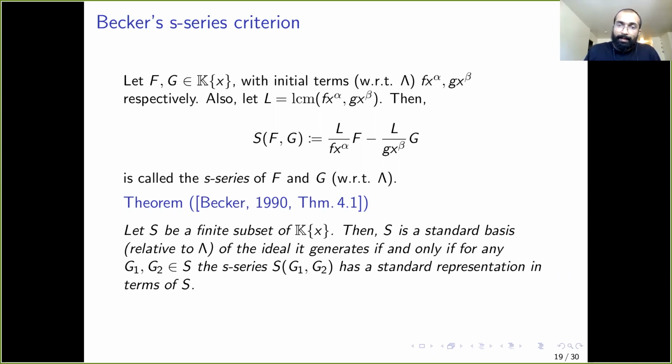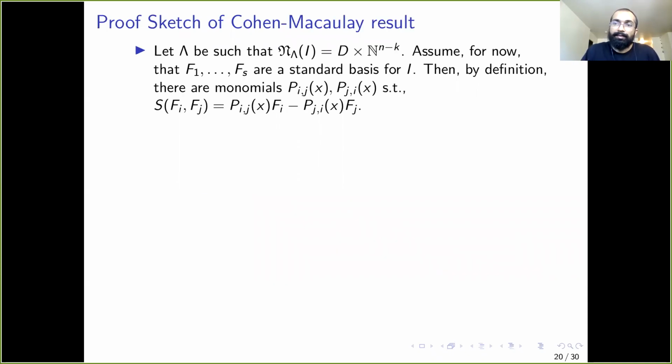So now, with this criteria, we can finally accomplish what we set out to do, which is to encode these constraints of our approximation in terms of some system of equations. So once again, we're considering the case where we have k[[x]]/I, which is a Cohen-Macaulay ring. So by our relationship between Cohen-Macaulayness and diagrams of initial exponents, we know that there exists some lambda such that the diagram has this shape d times N^(n-k).